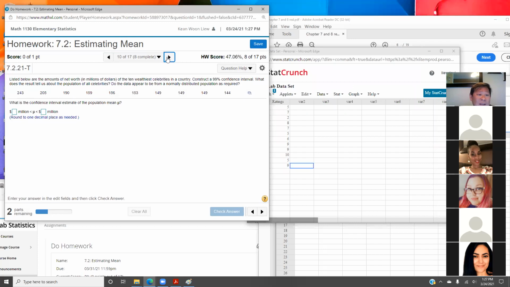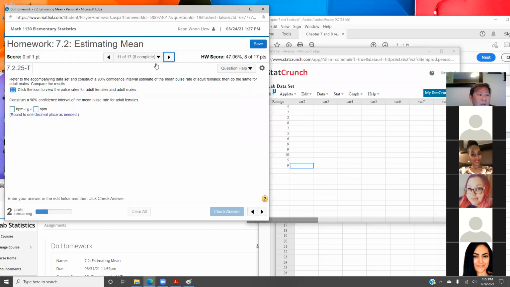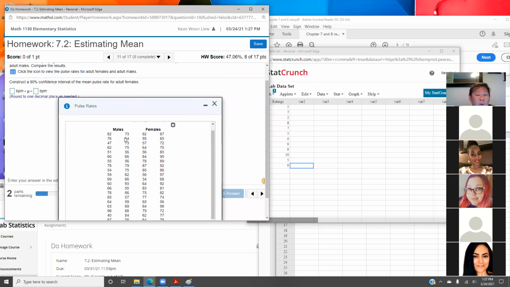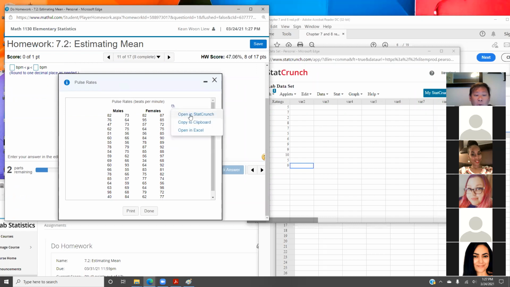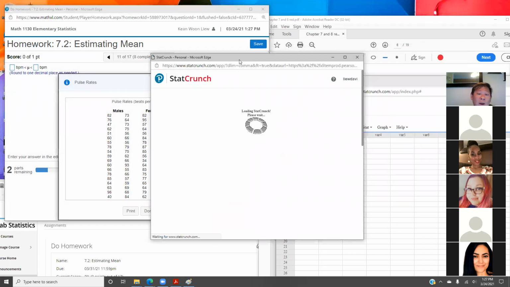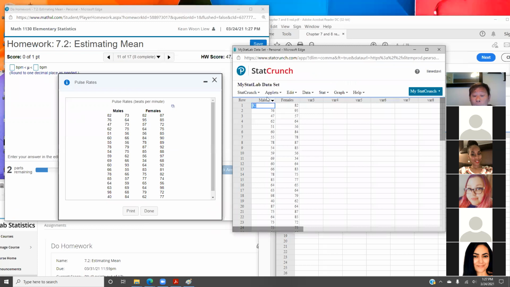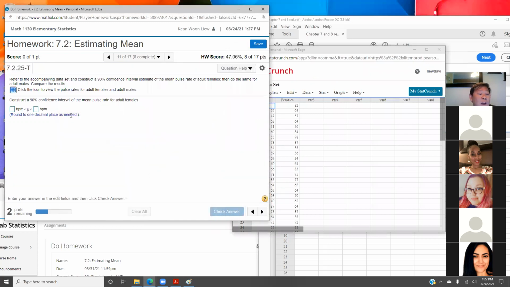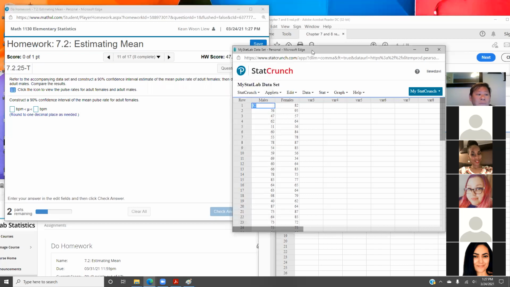So they are the same. This is the same thing. And this one has a lot of data. When you do question number 11, I'm going to open it in StatCrunch. This one has quite a lot of data here, males and females. You need to read the question carefully. Is this question asking for male or for female? This is asking for females.